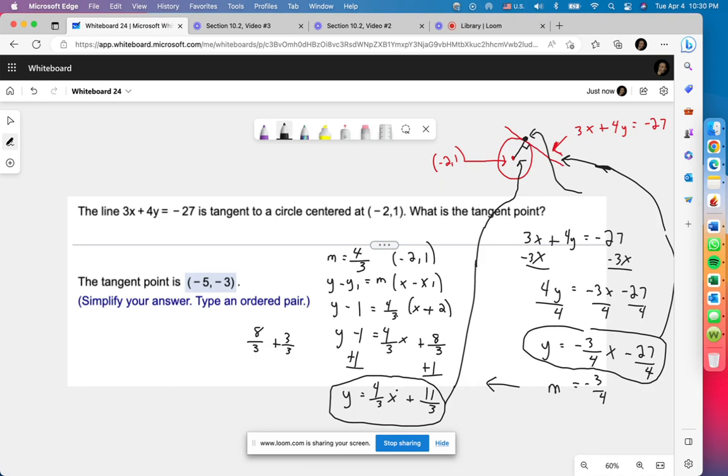Now, where those lines intersect is the answer. So now I got to intersect those lines. Since they're both solved for y, just set them equal to each other and solve. So you're going to have 4 over 3 x plus 11 over 3 equals negative 3 over 4 x minus 27 over 4. So this one was a little long.